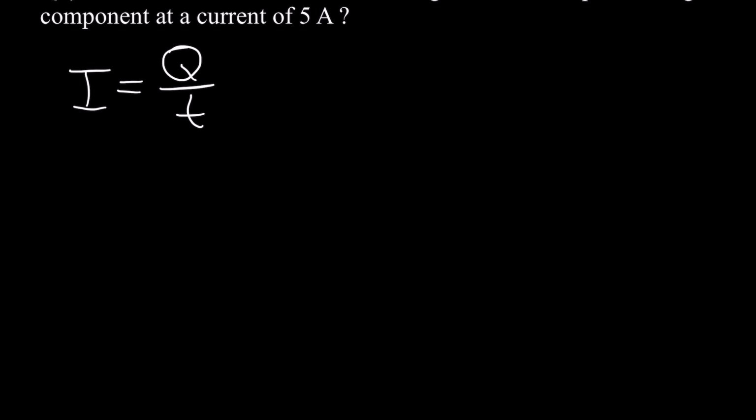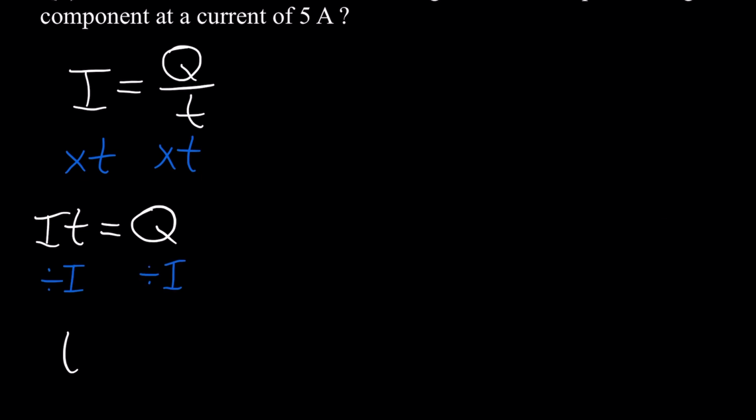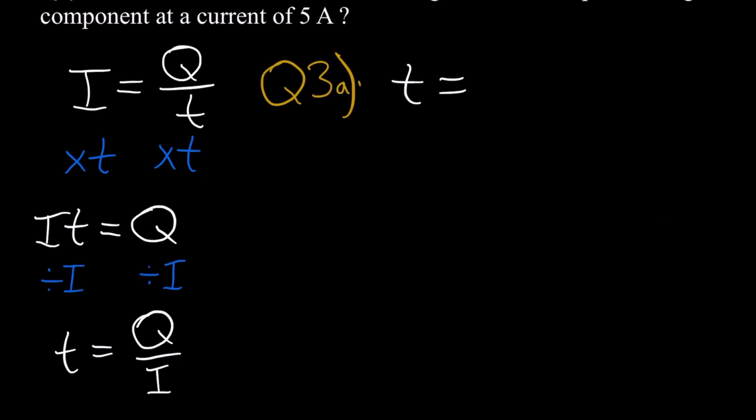So we start by multiplying both sides by T, and that gives us a formula we used before, which is Q equals IT. Now we need to divide both sides by I to get this equation to be in terms of T. And this gives us T equals Q over I. So to answer this question, we need to divide 15 coulombs by 5 amperes, and that gives us 3 seconds. And this is the final answer.